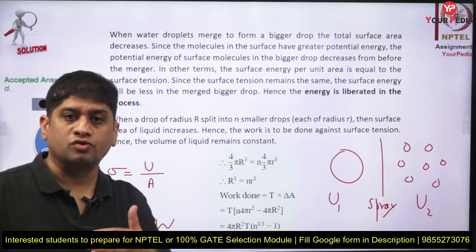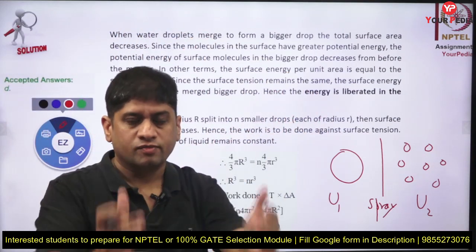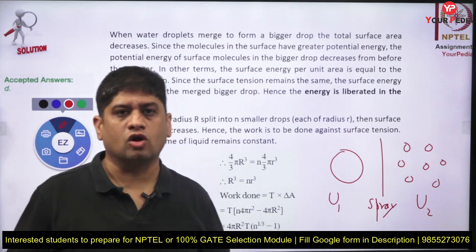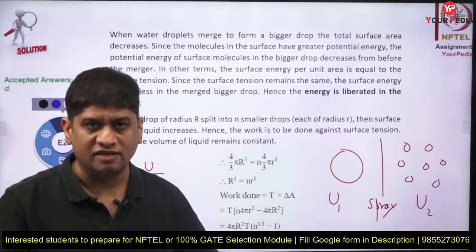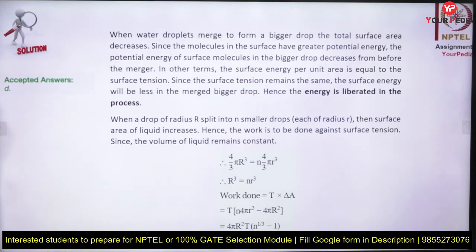The reverse is also true. Now we are talking about the reverse. When small droplets merge together, coalesce into a larger drop, then energy is released. That is something which is very, very important. So the energy will be released in that. Now read this particular thing: energy is liberated in the process. So molecules in the surface have greater potential energy, and the potential energy of a surface molecule in the bigger droplet decreases when they merge. That is the whole concept.